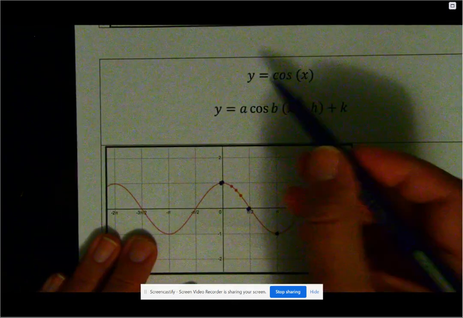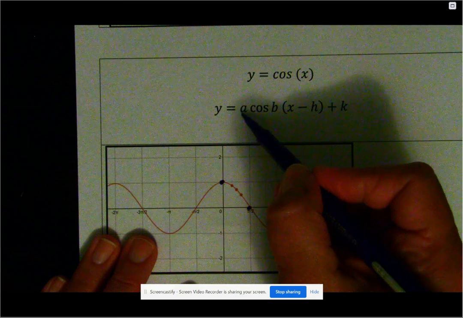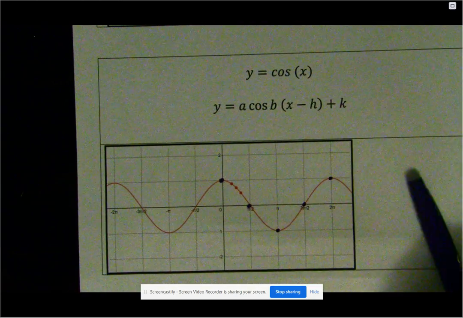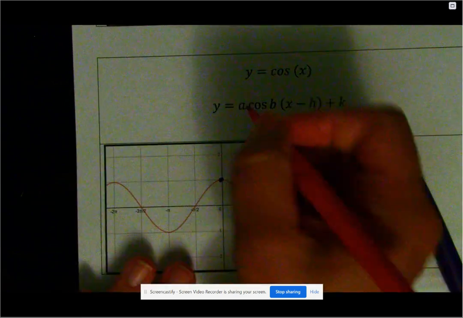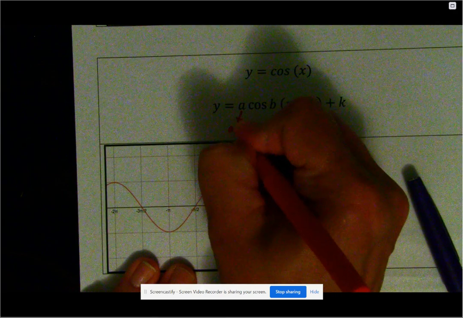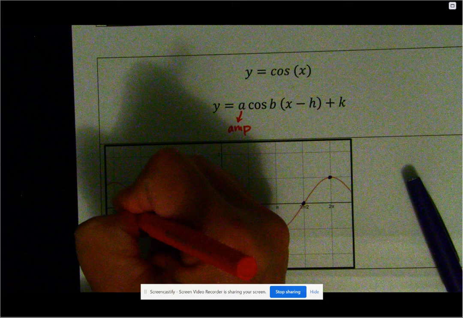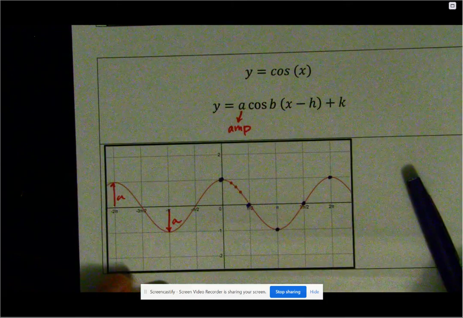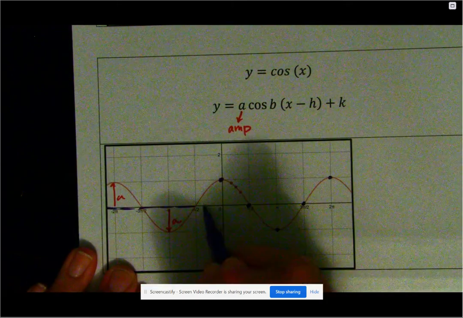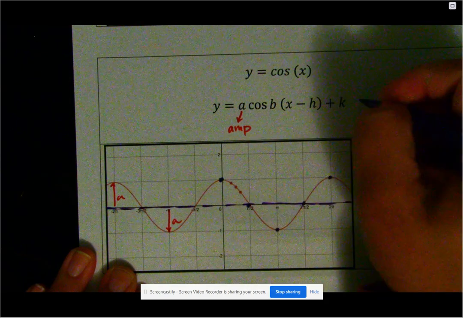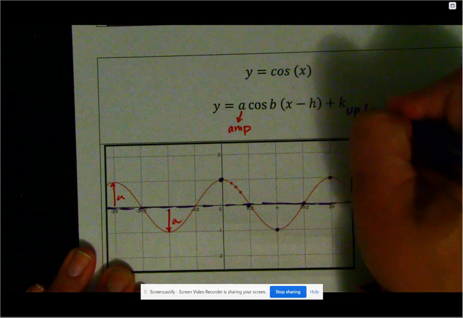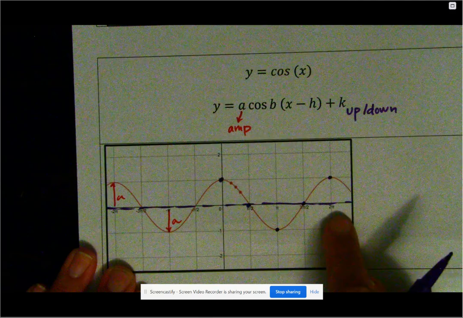And again, the amplitude is this number out front. The amplitude is A, and in the parent function, the amplitude is just 1, right? The midline of the parent function is also at 0. So it's the midline, but that's if it goes up or down. You would determine that by the midline, okay?